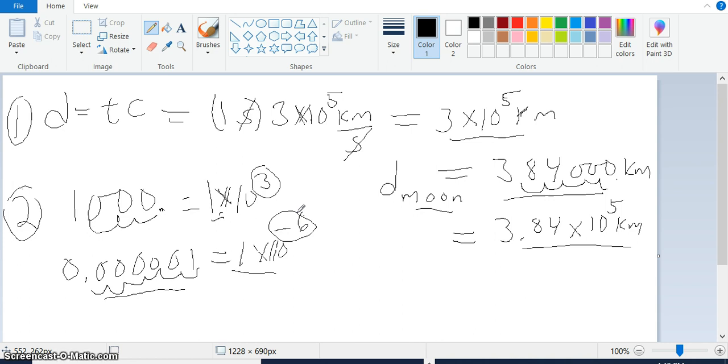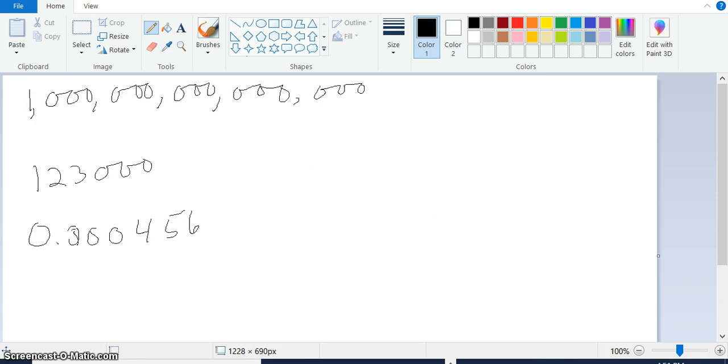The next one is 1001, and sorry, there's supposed to be a 0 there. So write that in scientific notation. That would be 1.001 times 10 to the third, right? Why is it to the third? Because to get back to the original number, I've got to move the decimal place 3 places to the right.